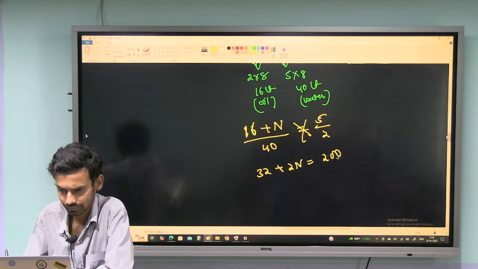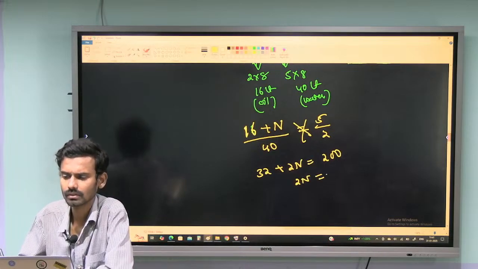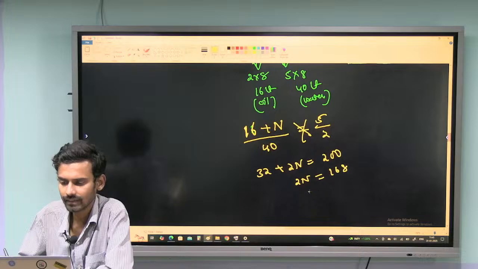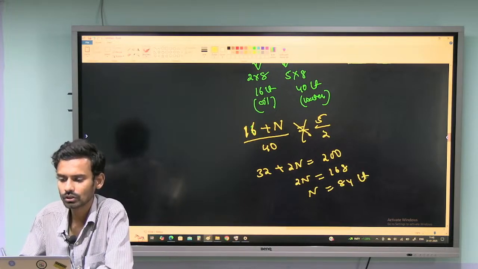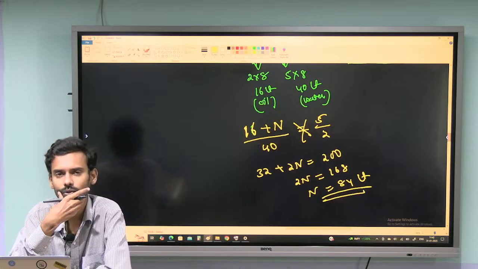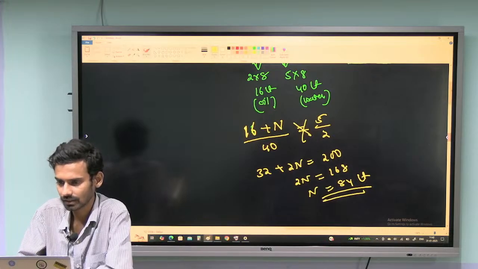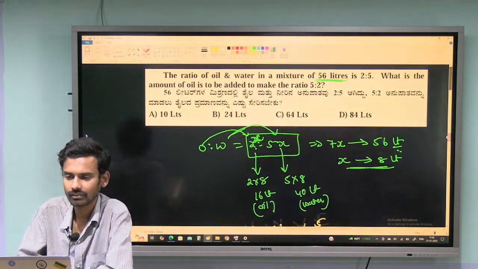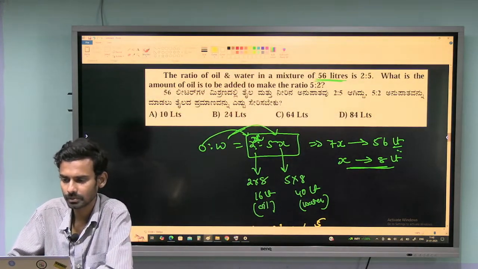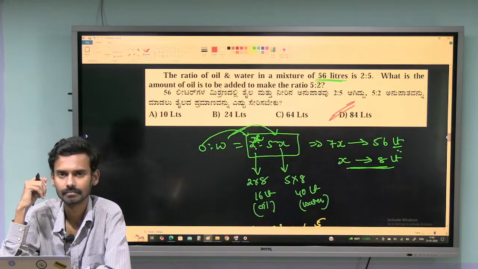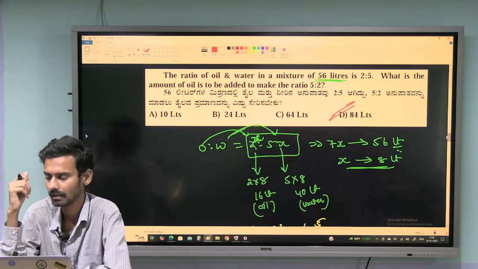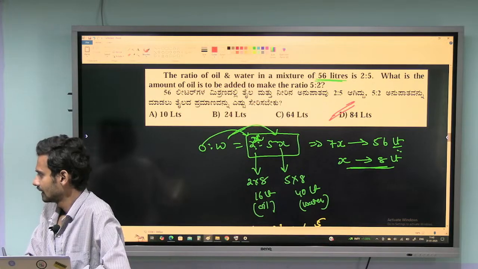Is it so? So what is the 2n value? 200 minus 32, is it 168? So the n value will be equal to 168 by 2, which is 84. So how much oil should you add in order to make the ratio 5:2? You have to add 84 liters. Do we have this in the options? 84 liters. That is option D, the correct answer. Clear till here?